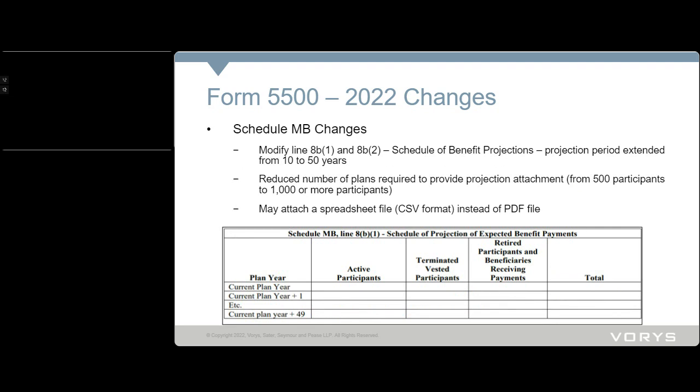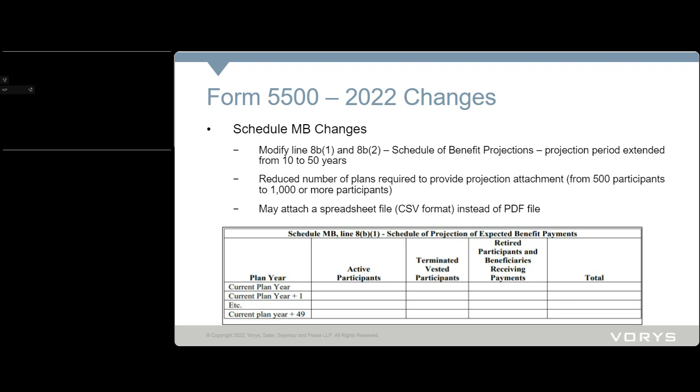Currently, line 8 of Schedule MB requires filers to report miscellaneous information about demographics, benefits, and contributions. The proposal to modify was requiring additional information in this case. Also, benefit projections. Plans are required to attach a projection of benefits expected to be paid in each of the next 10 years currently. The agencies proposed to modify the format to show projections in 3 categories: active, terminated vested, or in pay status, and the projection period was extended from 10 to 50 years, again, 10 to 50 years.